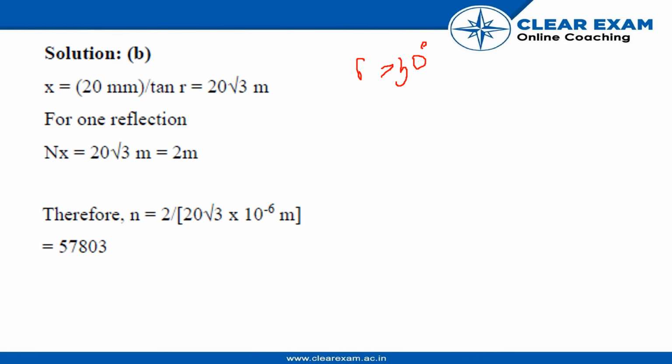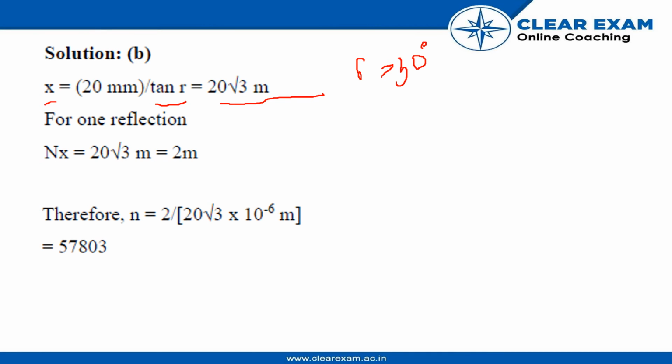So we know the value of r. With that we'll find the value of tan r, and tan r will be equal to 20 mm divided by x. Now we know the value of tan r also, so x will be 20 mm divided by tan r, which will give us the value 20√3 mm.